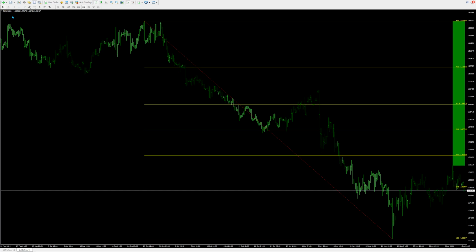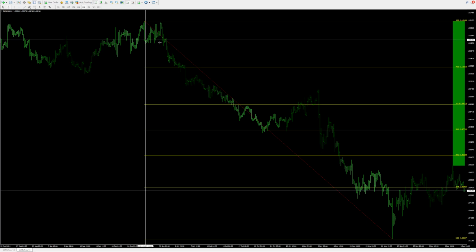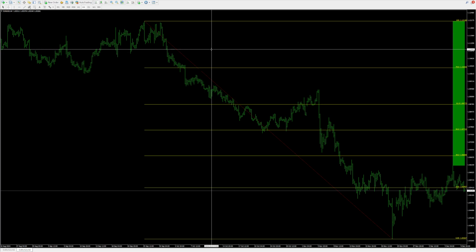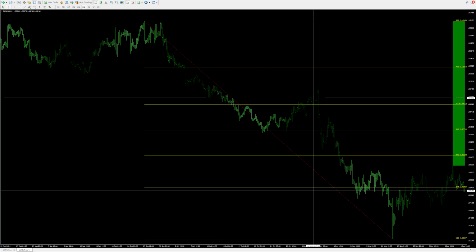This is a Euro Dollar 4-hour chart. You can see price is falling in the long term. Granted, there has been a move to the upside recently, but I actually prefer longer term trades because I'm trying to capture moves of hundreds of pips rather than trying to scalp a few pips here and there.